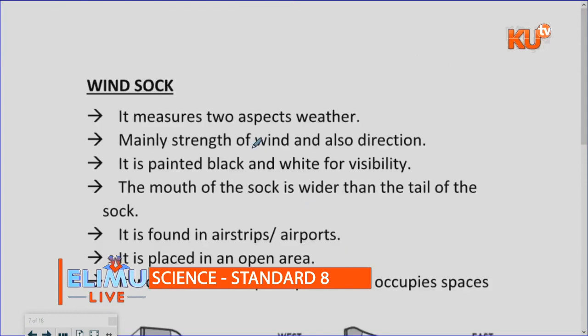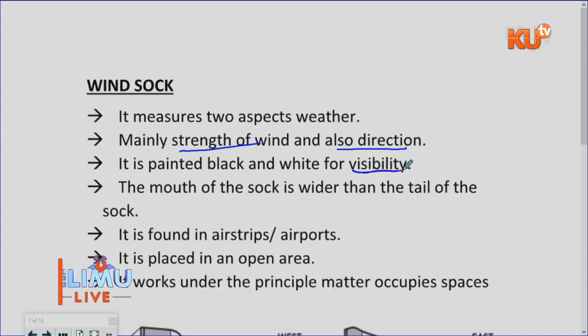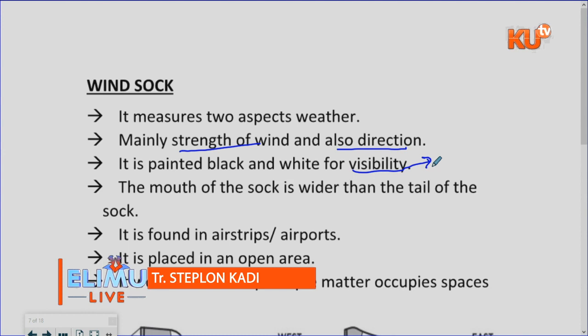So we have a windsock which measures two aspects. The first one is strength of wind and also direction of wind. A windsock is also painted white and black, and it's painted white and black for the purpose of visibility. In case you're wondering what visibility is, it means in order to be clearly seen. So it is painted black and white.